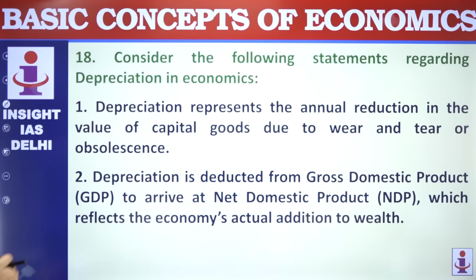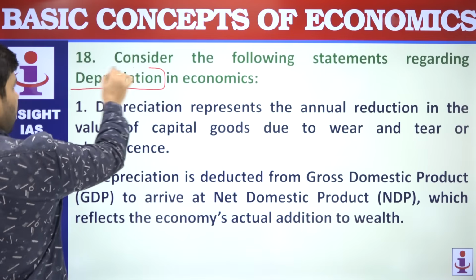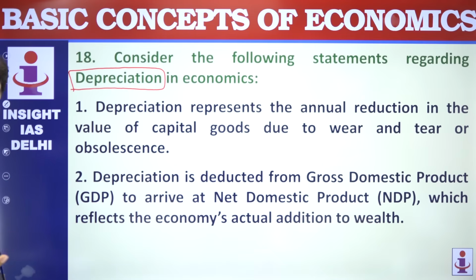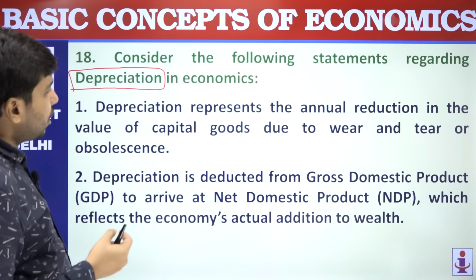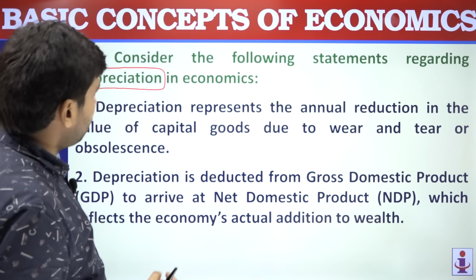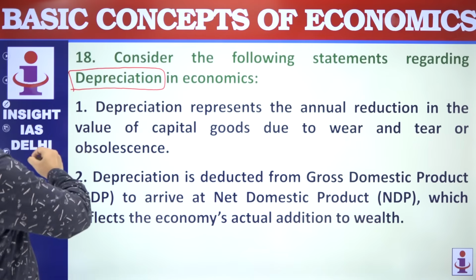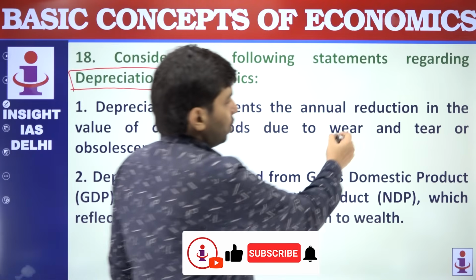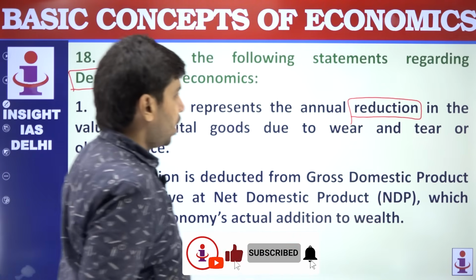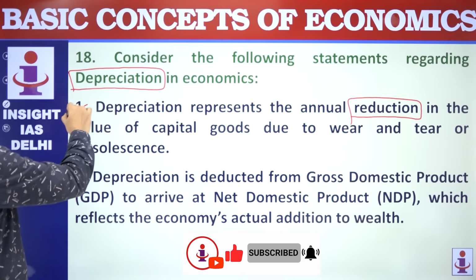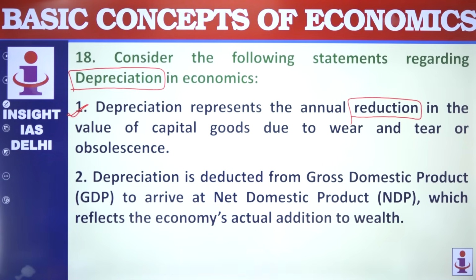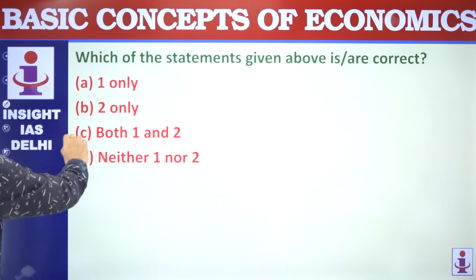Depreciation. We just discussed the concept of depreciation in a very detailed way. Depreciation represents the annual reduction in the value of capital goods due to wear and tear, obsolescence. Yes, annual reduction. Value of goods का अगर reduction है with time due to use is called depreciation. Is deducted from GDP to arrive at NDP, which reflects actual addition of wealth. Yes, both these statements are correct. Correct answer will be option C.